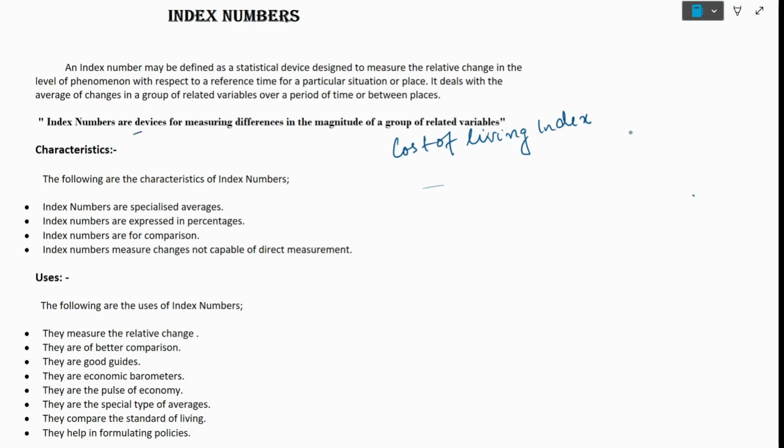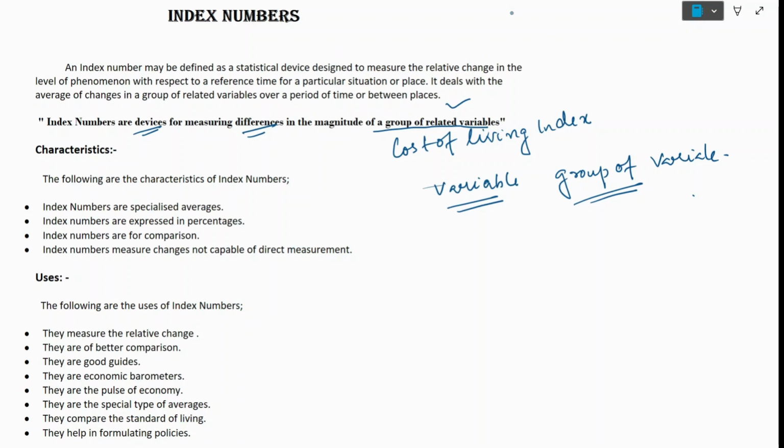Index numbers are devices for measuring the differences in the magnitude of a group of related variables. That means it is a statistical measure designed to show changes in a variable, or otherwise a group of variables. Such a measure is called an index number. This index number changes with respect to time, geographic location, and other characteristics like income, profession, political situation, etc. Index numbers are generally related to money.